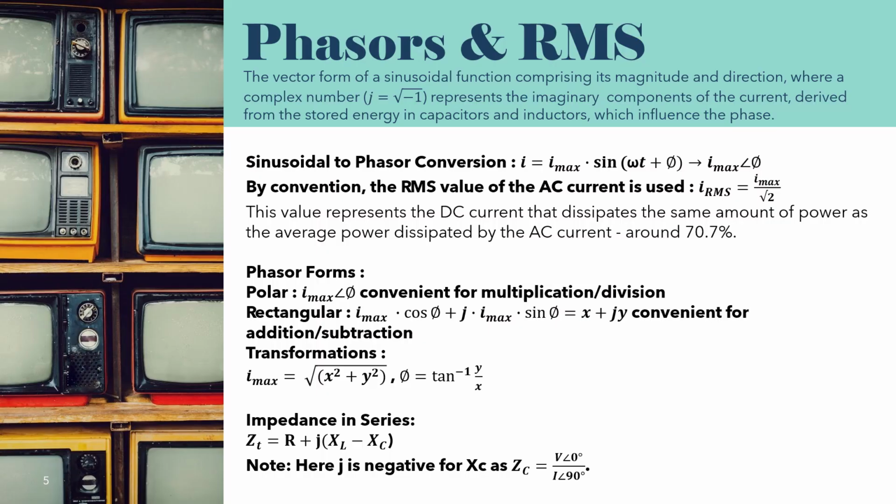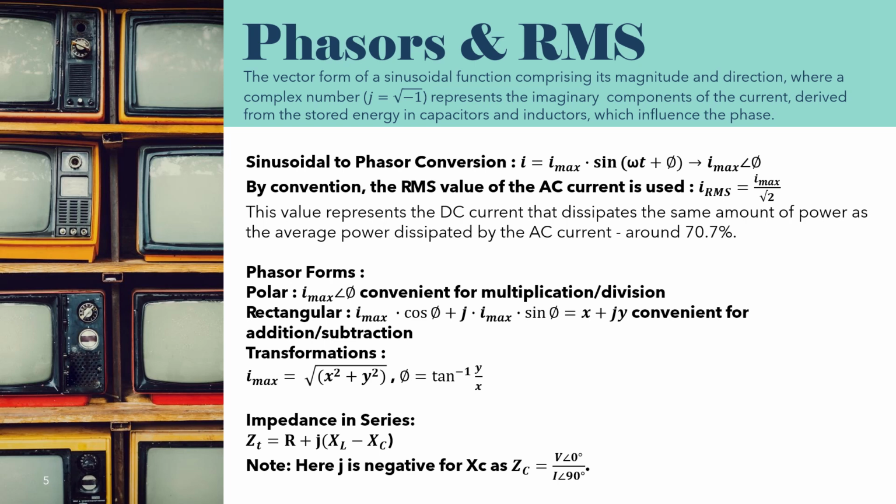To employ KVL, it's more convenient to use polar and rectangular forms as the frequency is constant in both parallel and series circuits, and it's easier to operate on phasors. Phasors are the vector form of the sinusoidal function comprising the magnitude and direction, where a complex number represents the imaginary components of the current derived from the stored energy in capacitors and inductors, which influence the phase.